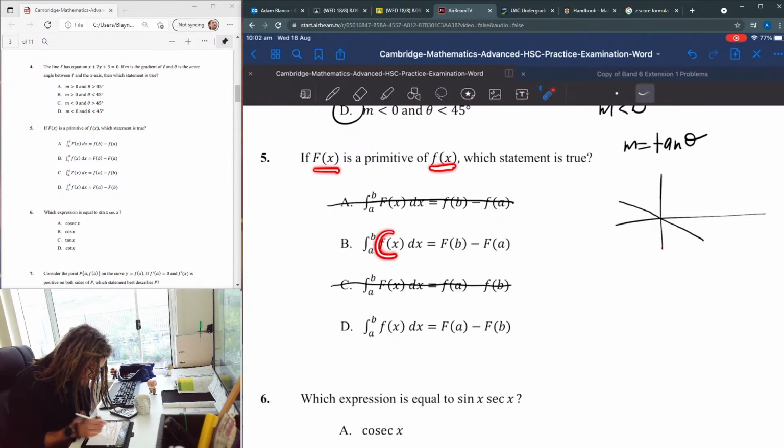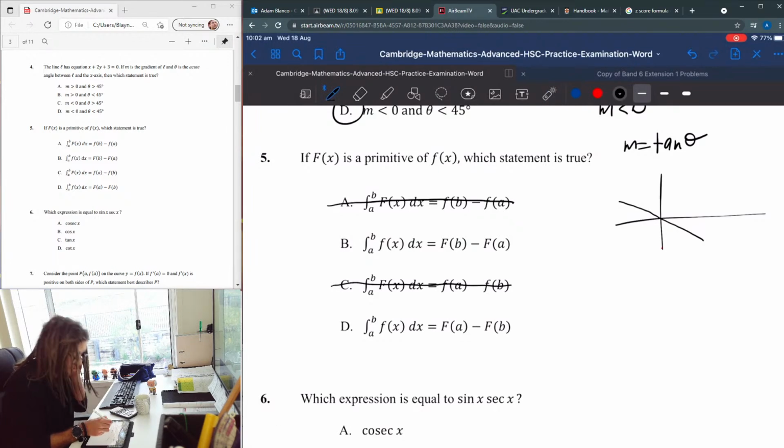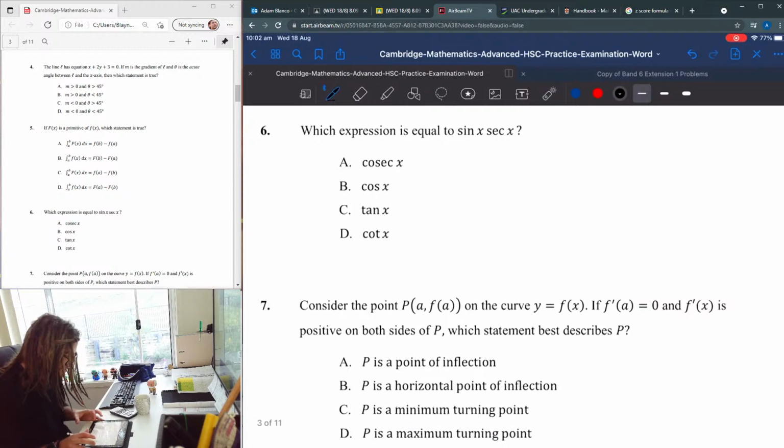So if I integrate this, I should get, yeah, so it's either one of these two, and then it's whether or not you do this one first or this one first. And I guess that just comes down to a knowledge of integration. That's just B, which expression is equal to this.